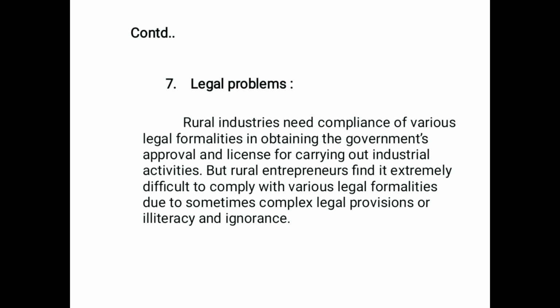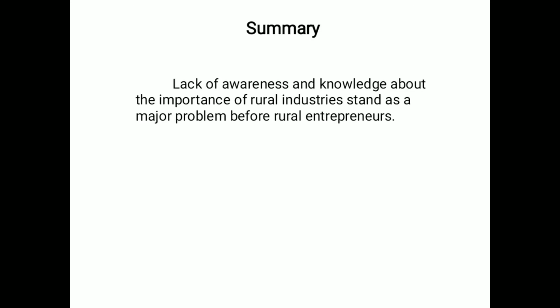Next, legal problems. Rural industries need compliance with various legal formalities in obtaining the government's approval and license for carrying out industrial activities. But rural entrepreneurs find it extremely difficult to comply with various legal formalities due to sometimes complex legal provisions or illiteracy and ignorance. So we can summarize this session by saying lack of awareness and knowledge about the importance of rural industries stands as a major problem before rural entrepreneurs.